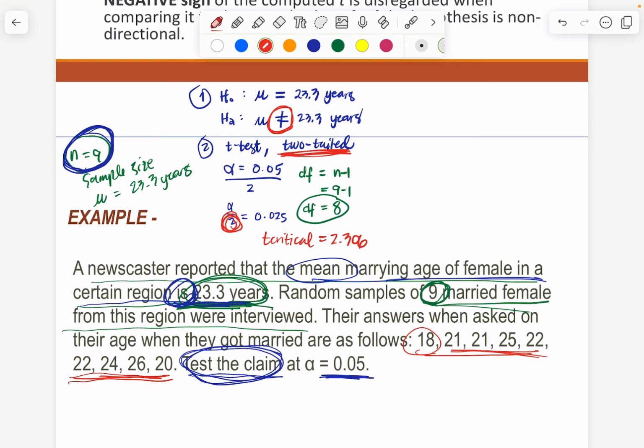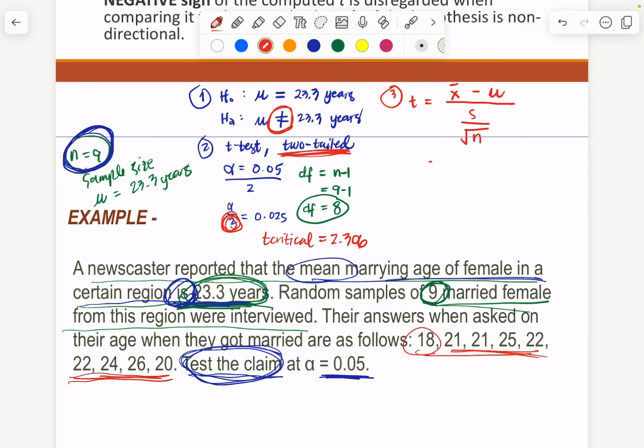Okay, dili pa. Why is that? Because we still need our T computed or our T value. So, that will be your step number 3. So, unsa din tong formula sa ato ang T value? So, that will be T is equal to the X bar. Unsa ng X bar? That's your sample mean minus your mu or population mean all over your standard deviation divided by the square root of your sample size.